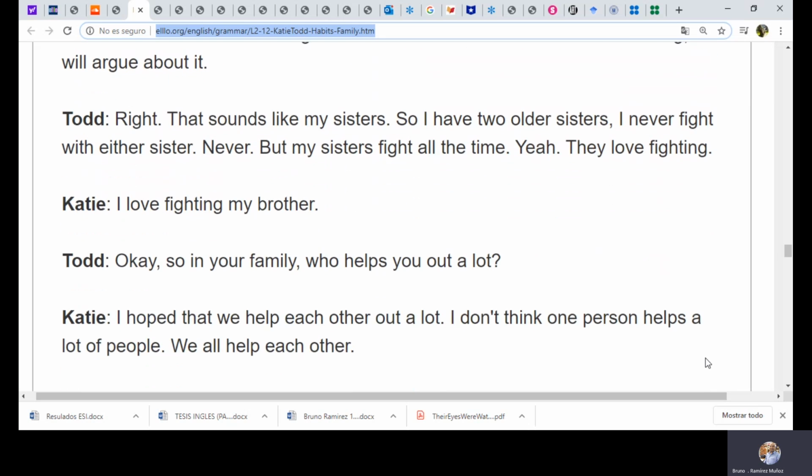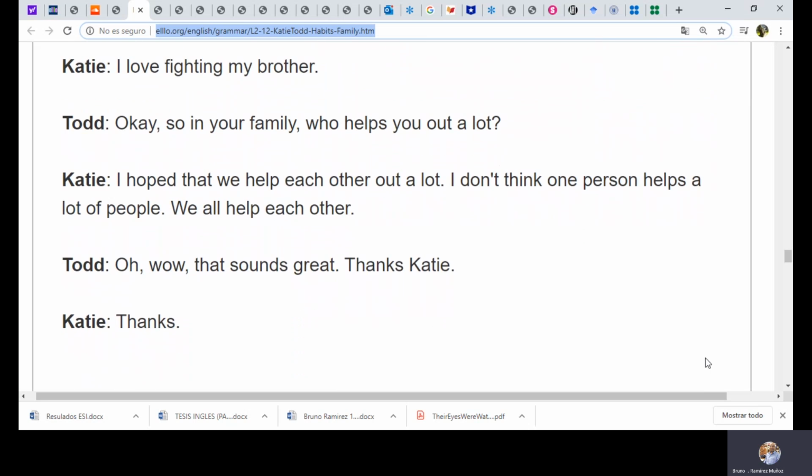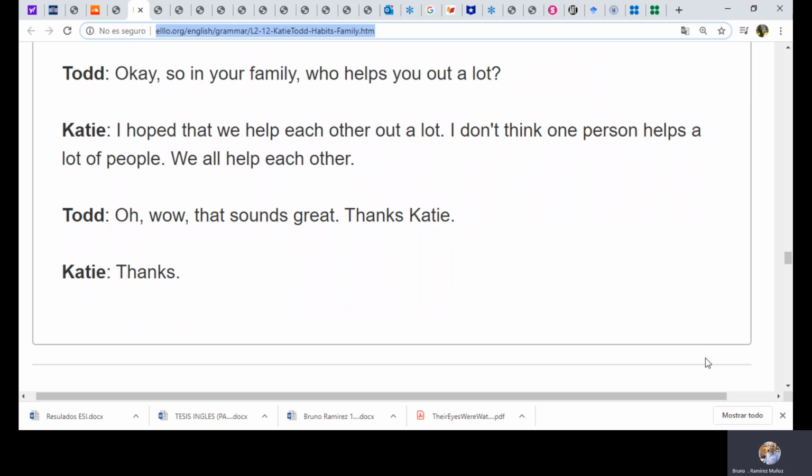Right. That sounds like my sisters. So I have two older sisters. Mm-hmm. I never fight with either sister. Never. But my sisters fight all the time. Yeah, they love fighting. I love fighting my brother. Okay, so in your family, who helps you out a lot? I hope that we help each other out a lot. I don't think one person helps a lot of people. We all help each other. Oh, wow, that sounds great. Thanks, Katie. Thanks.